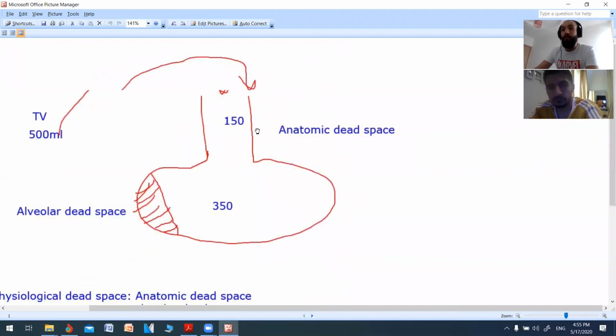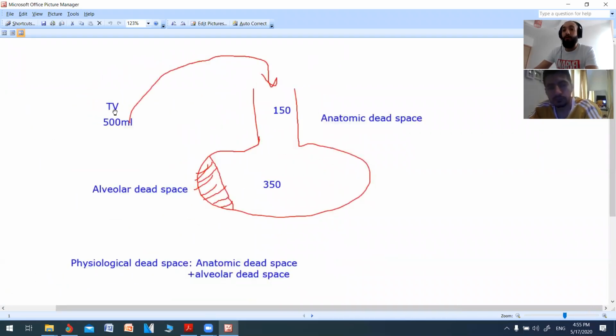Okay. So let's talk about this. The tidal volume, the air that I breathe in and out during quiet breathing, was called tidal volume. So what was the volume that I breathe in and out during rest breathing? So the answer is 500 milliliters. Okay, so I breathe in 500 milliliters. This is the tidal volume.